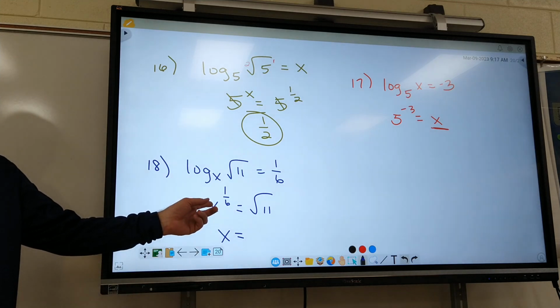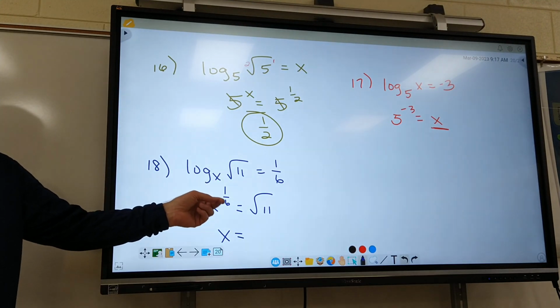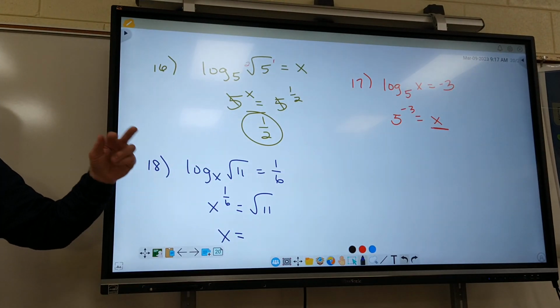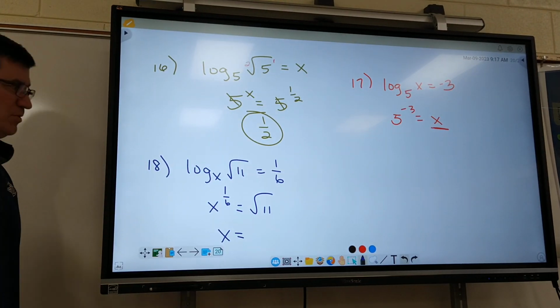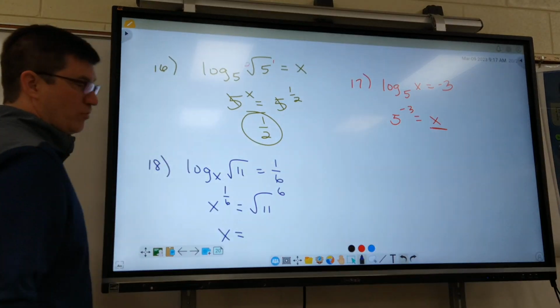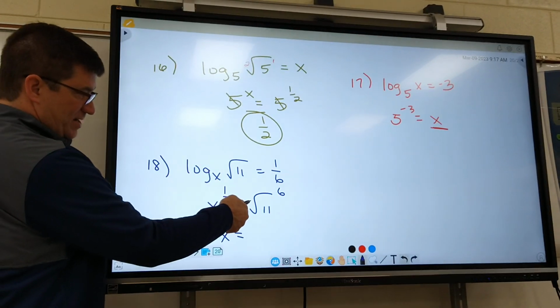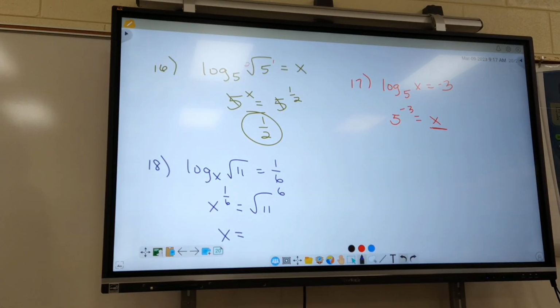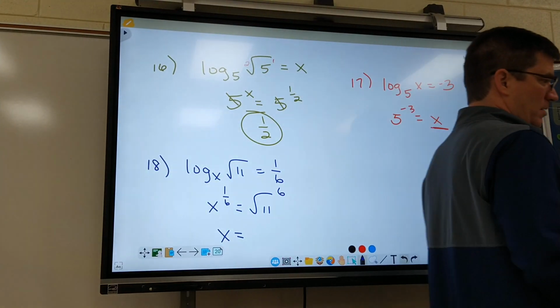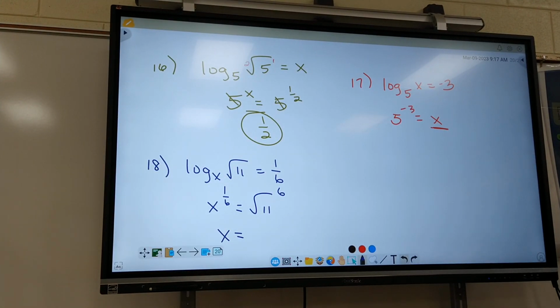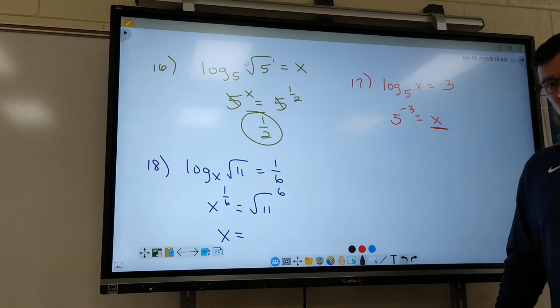Do you guys remember how would we get the x by itself? How would I make the 1/6 cancel out? 6/1. Do the reciprocal, remember? You would do 6/1 there and 6/1 there. So basically, you just got to type in root 11 to the 6th power in your calculator. Root 11 to the 6th power. I got 1331.